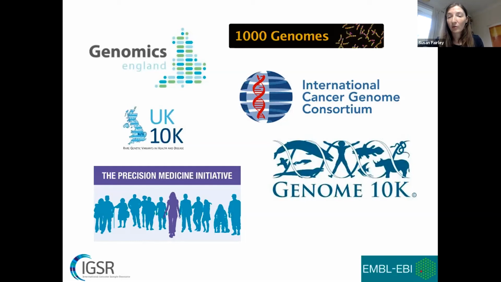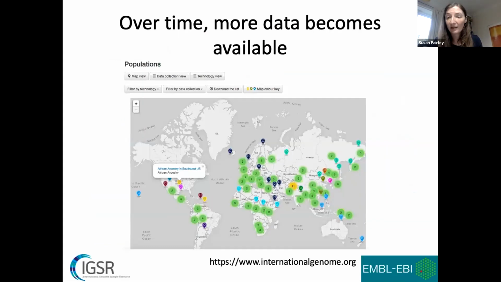It's now been possible for those to be applied across a much wider range of much larger projects. There's a lot of new medical and research projects: Genomics England, the UK 10K, the Precision Medicine Initiative in the United States, the International Cancer Genome Consortium, and also Genome 10K. All of these have been able to take the changes in sequencing technology and apply them to studies across a wide range of areas, frequently associated with health. But this also means that we're seeing more and more data being generated.